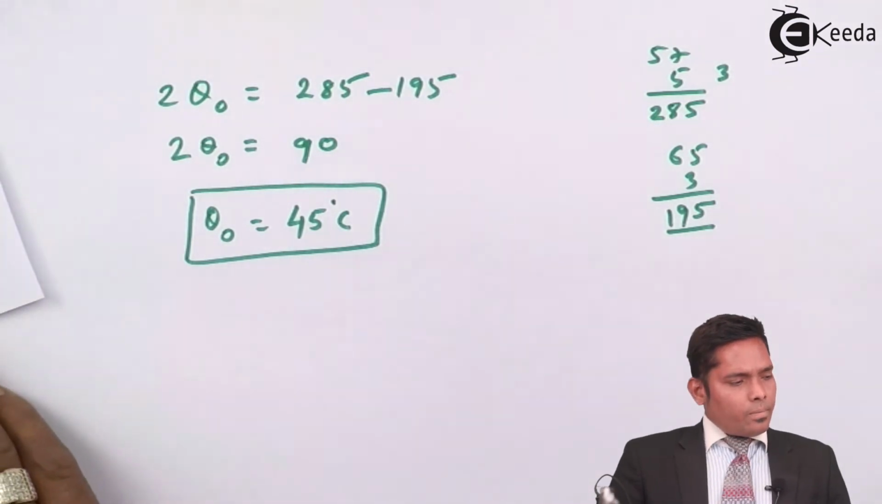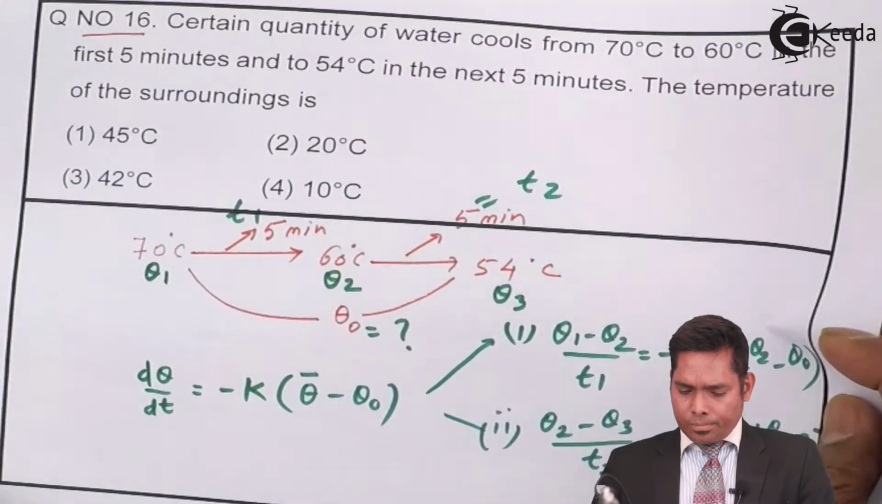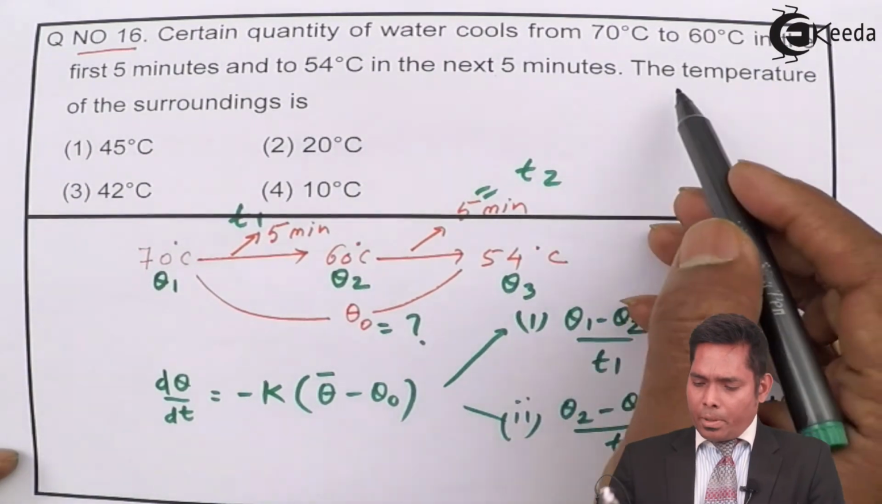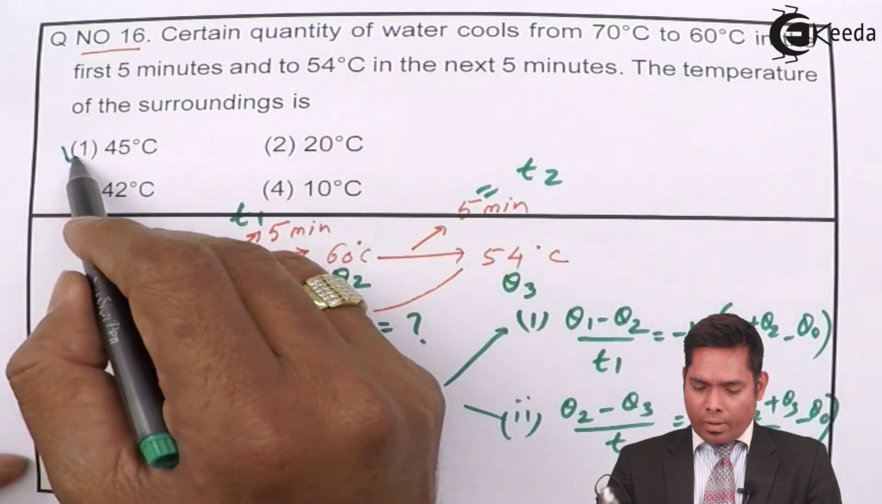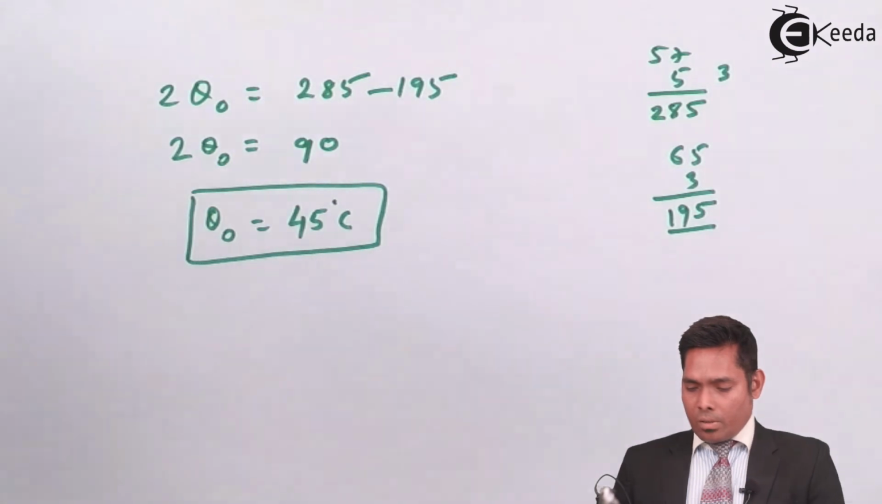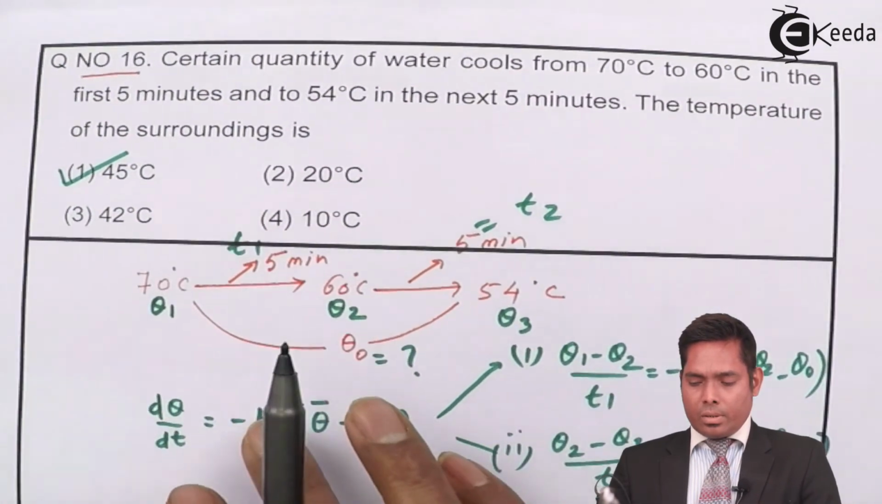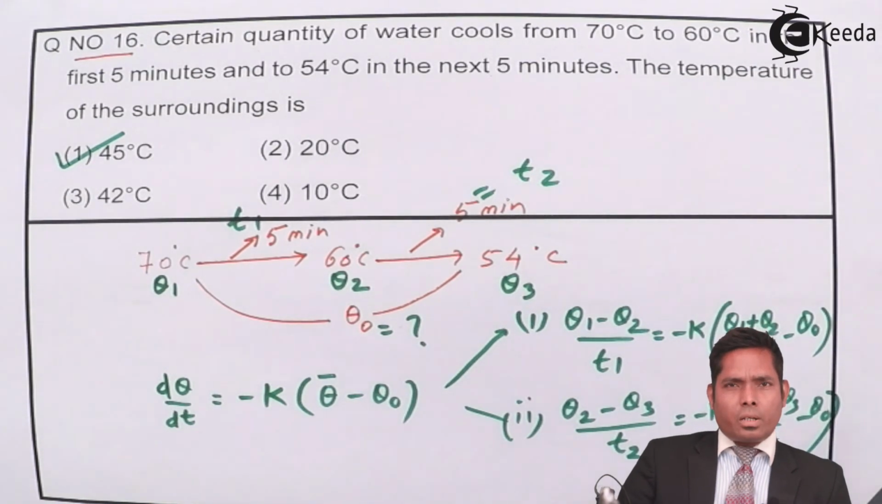So if I see the options, the temperature of the surrounding is 45 degrees centigrade. This is option number 1, which is correct, 45 degrees centigrade. So this is the right answer to this question. Okay, thank you.